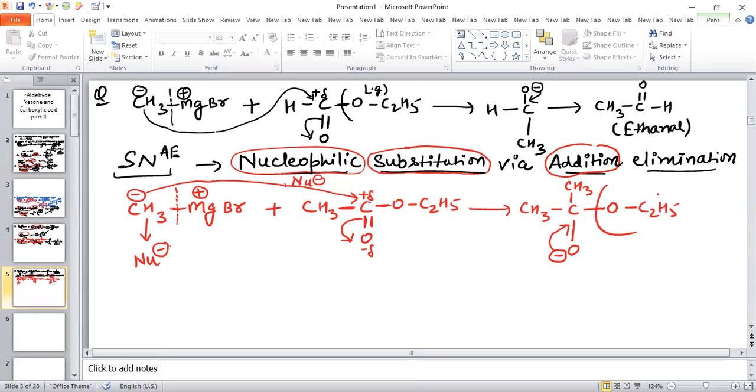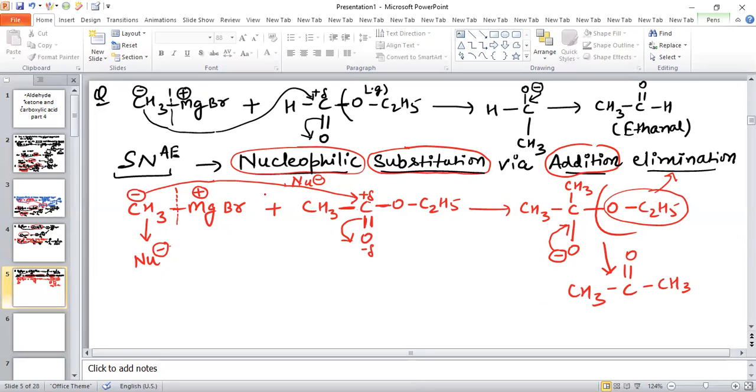When this negative charge shifts on this carbon between carbon and oxygen, this leaving group is removed. Leaving group removed is elimination, so elimination of this compound. So we have seen the product obtained in this case is CH3, C double bond O and CH3.